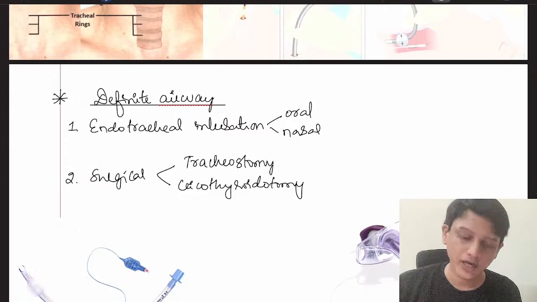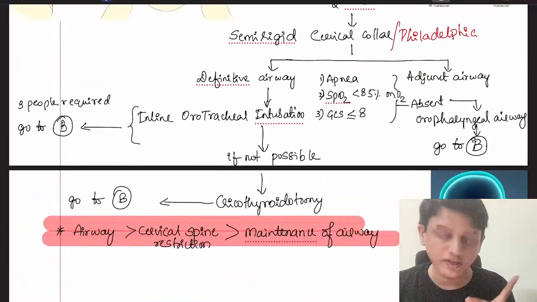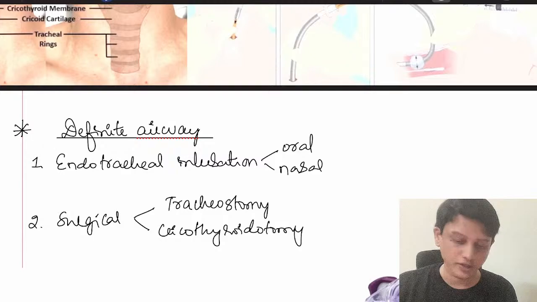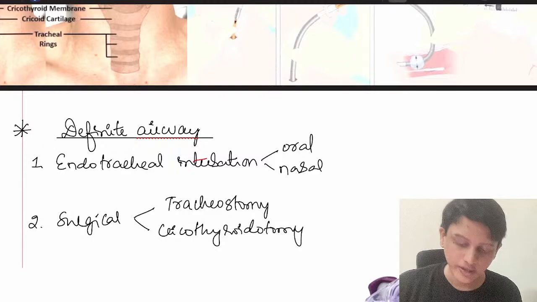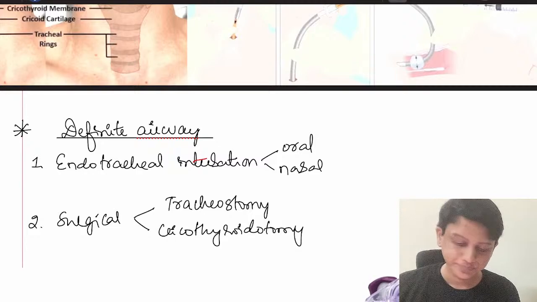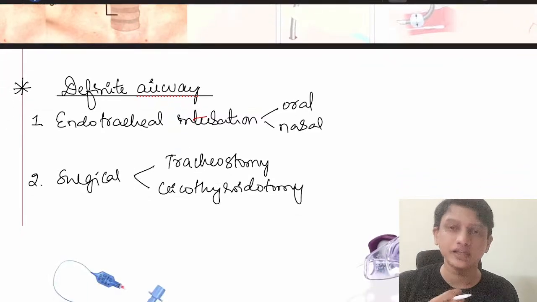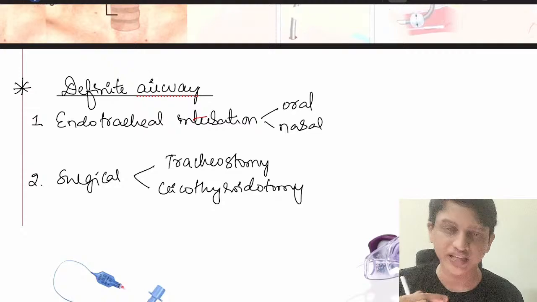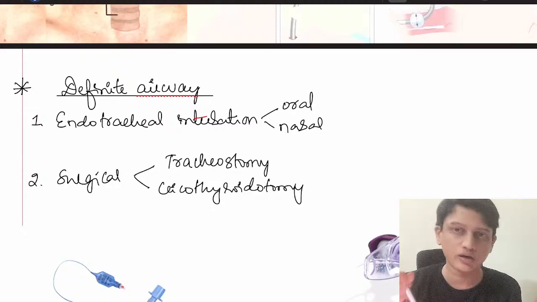So we heard that there are two types of airway, definitive and adjunct airway. For definitive airway we use endotracheal intubation. It can be either oral intubation, or through the nose you can intubate, or you can do it surgically. Tracheostomy you can do, or just like I showed now, cricothyroidotomy you can do. These are the other ways of securing the airway surgically. This is a definitive one. You can keep it like that for a long duration.